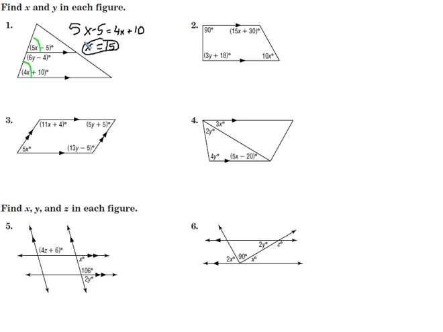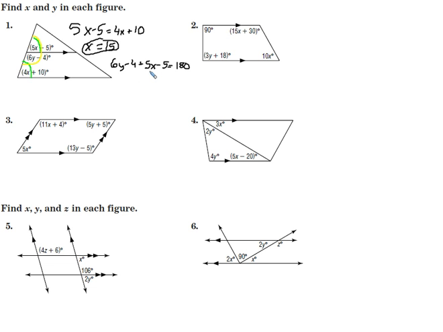Okay, now to find y, we should know that the 6y minus 4 degree and the 5x minus 5 degrees, those make a linear pair. Therefore, we can set them equal to 180. 6y minus 4 plus 5x minus 5 equals 180.